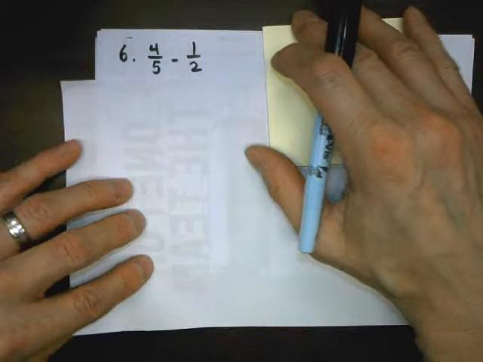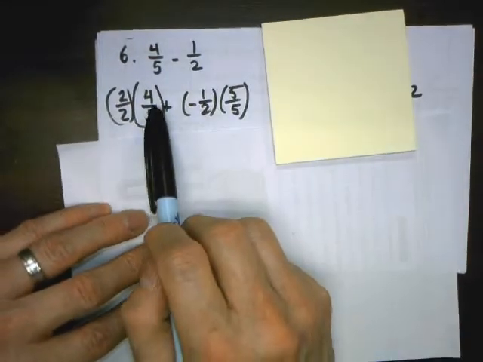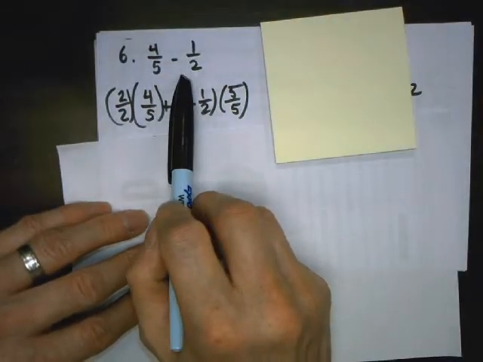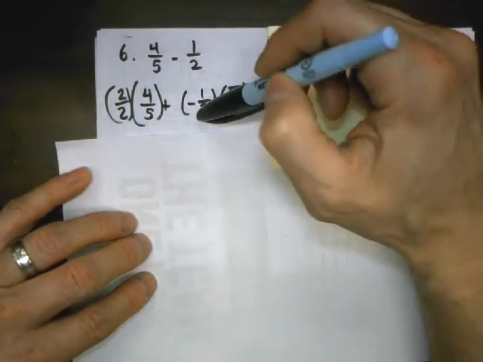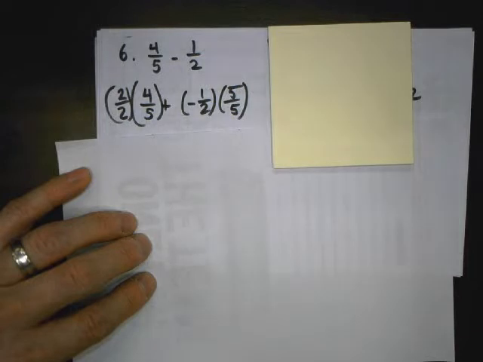Alright, so number 6 says 4/5 minus 1/2. I need a common denominator before I can add or subtract, but I'm going to make this subtraction into addition by adding the opposite, drawing 2 sticks. We talked about that in class.